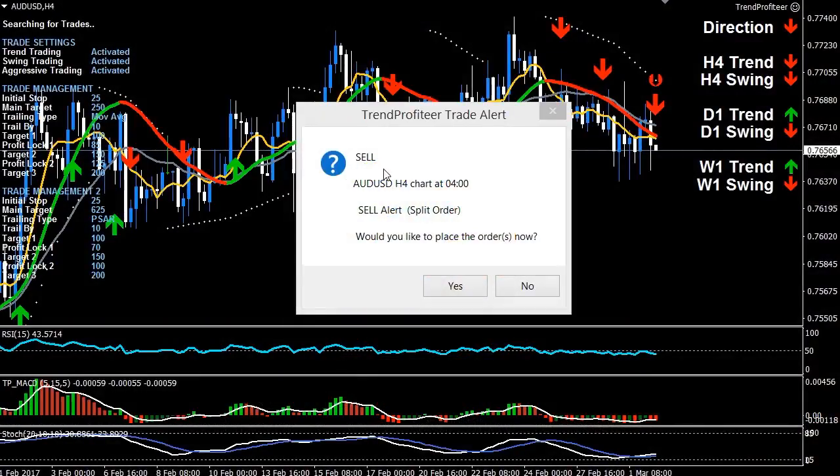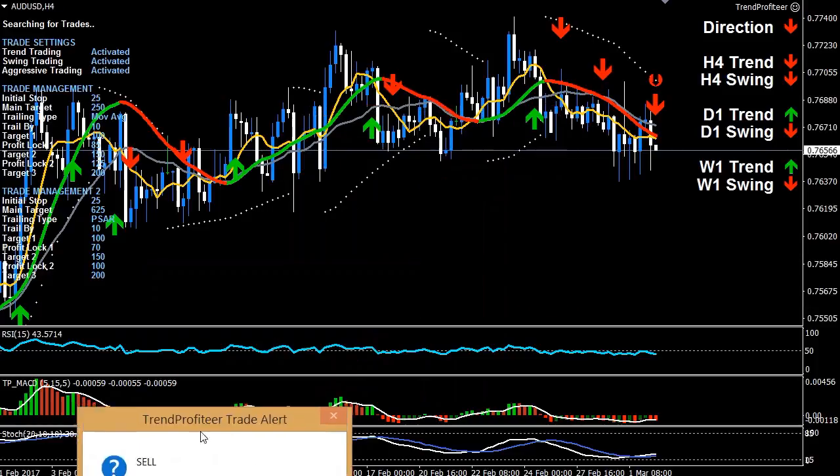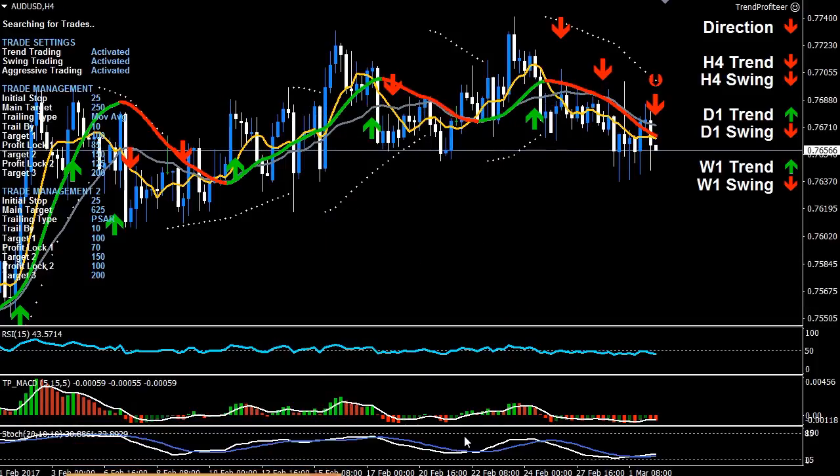Hi, Michael Newrock here. I'm just about to take a trade. It's a sell on the Aussie, that's the AUD, and I'm on the 4-hour time frame. I'll just put the alert to the side and take a closer look.